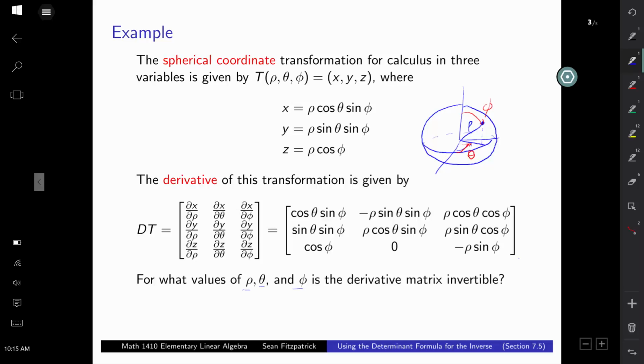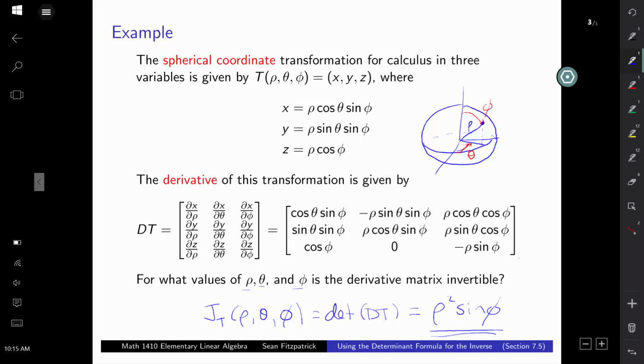The other reason why you want this determinant is that this is called the Jacobian. This is the Jacobian of t. It's a function of rho, theta, and phi. It's the determinant of this matrix. It turns out this comes out to be rho squared times sine phi. It's a fair amount of work to get there, but you can show that's what you get.